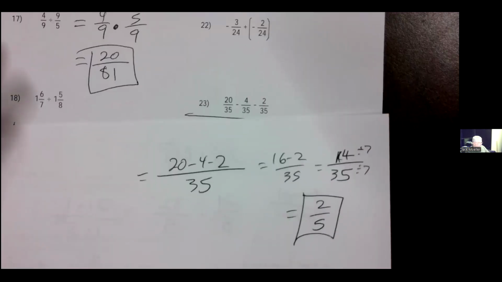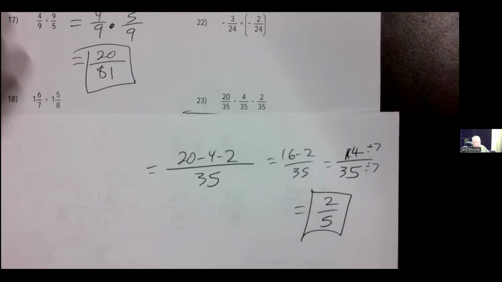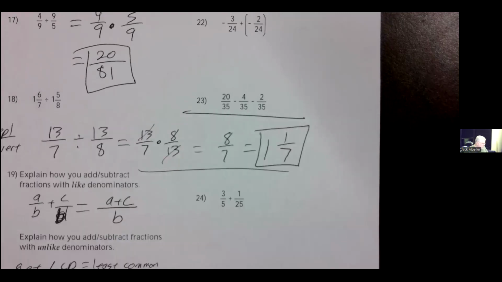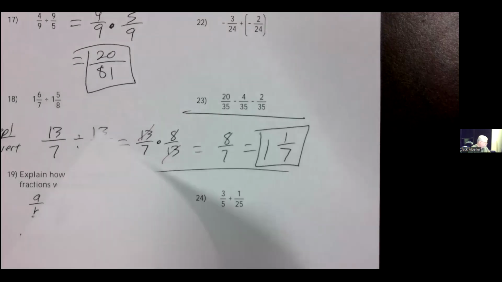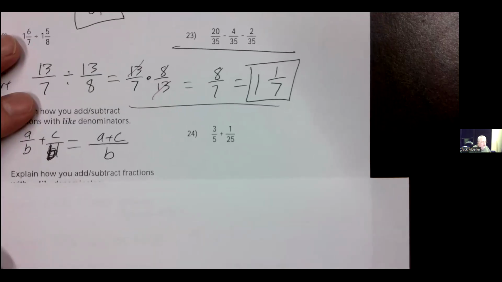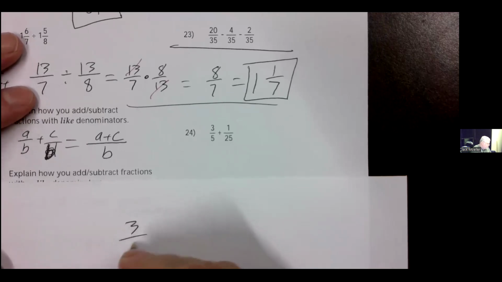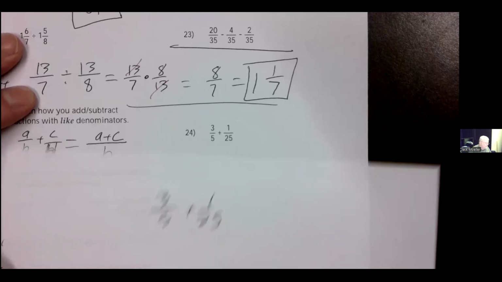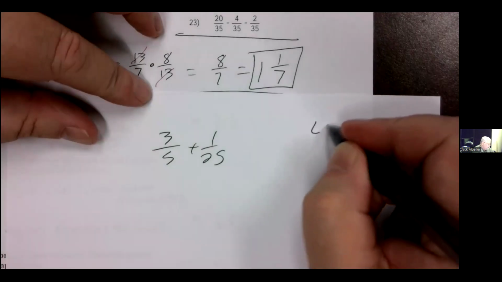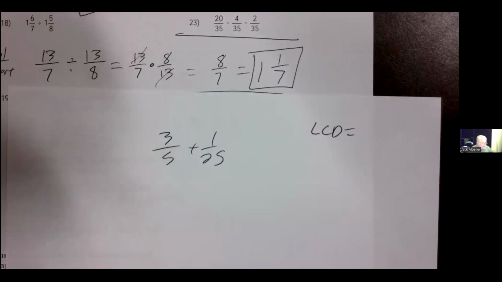So if you're subtracting multiple fractions, just again, treat it as one big fraction basically, and then go from there. So those are like fractions. All right, so what about if we have unlike fractions? All right, so this is 3/5 plus 1/25. And so they have different denominators. So we need to find that least common denominator.